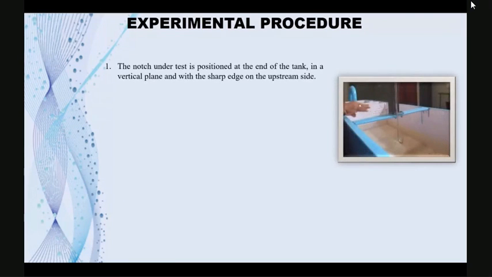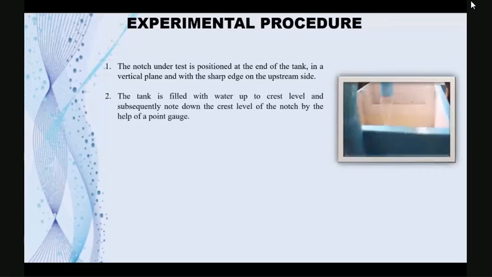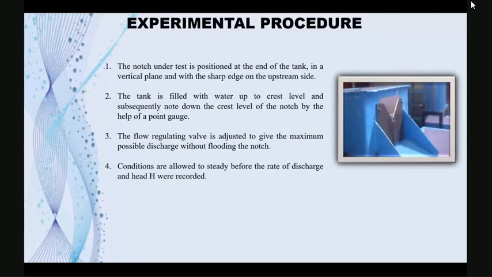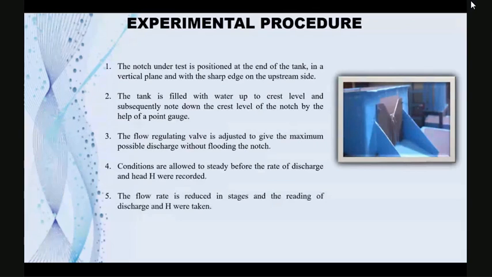So now I will be telling the experimental procedure to perform this experiment. Firstly, the notch under test is positioned at the end of the tank in a vertical plane with the sharp edge on the upstream side. Then the tank is filled with water up to crest level, and subsequently the crest level of the notch is noted down with the help of a point gauge. Then the flow regulating valve is adjusted to give the maximum possible discharge without flooding the notch. Then the conditions are allowed to steady before the discharge and head H are recorded. The flow rate is reduced in stages and the readings of discharge at H are taken. The procedure is repeated 3 times and the average is found from all the values of Cd.